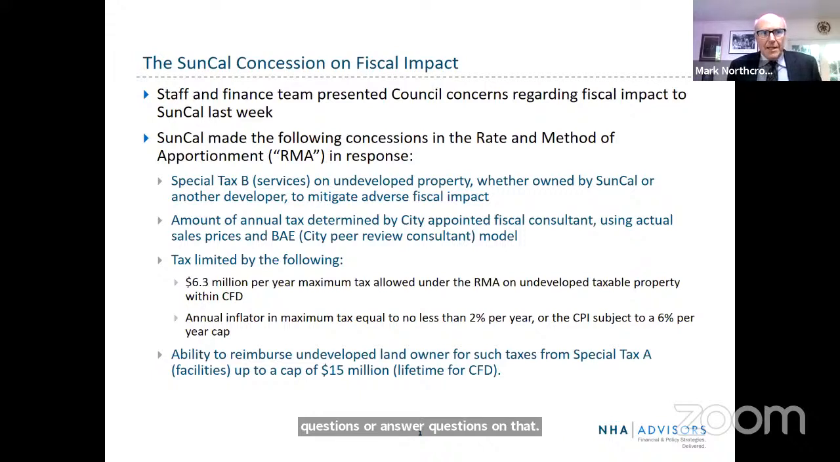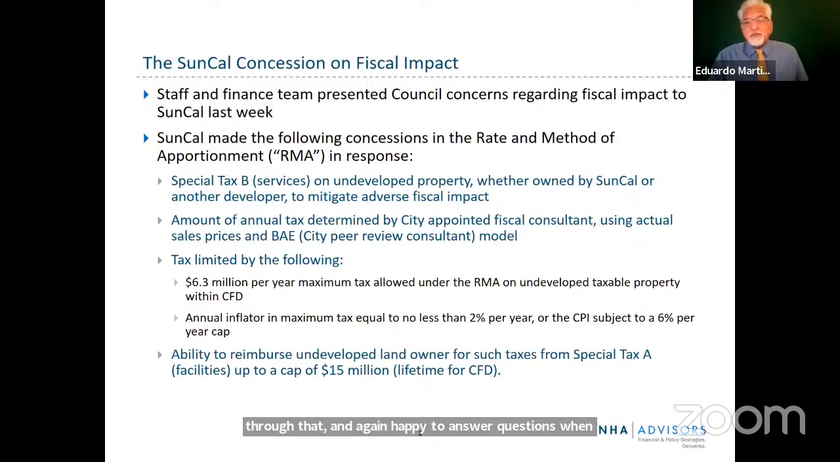The short slide deck I have is on the proposed Point Melati CFD, and really focusing on one particular change that took place after the agenda packet was put together for the March 15th council meeting. And I call it the SunCal concession on fiscal impact. So Mr. Vice Mayor, with your support, I'll take us through that. And again, happy to answer questions when I'm done. Please, go ahead.